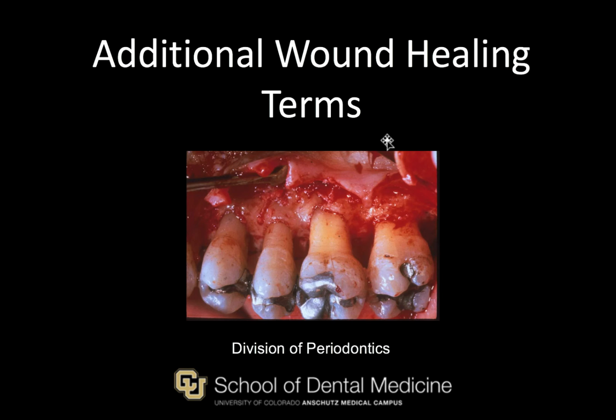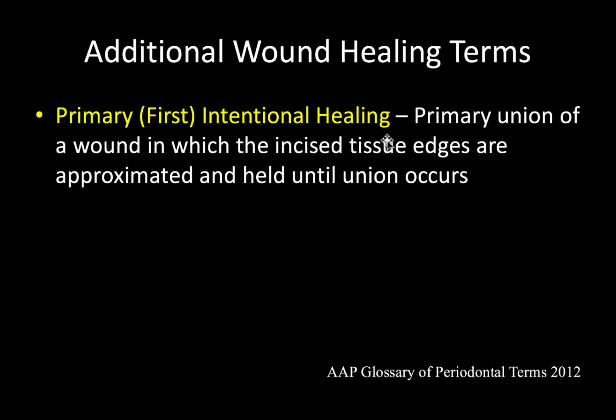In this module, I want to introduce some terms that you'll use not only in periodontal surgery, but also oral surgery applications. The first term I'd like to introduce is primary or first intention healing. The definition is when you have primary union of a wound in which the incised tissue edges are approximated and held until union occurs.